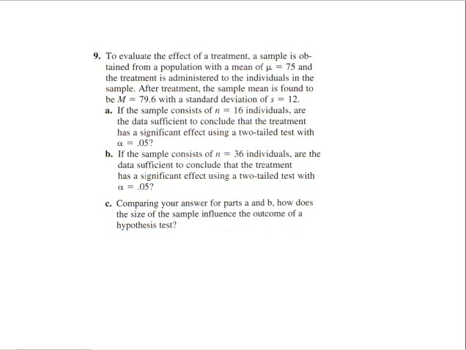it says to evaluate the effect of a treatment, a sample is obtained from a population with a mean of 75. And the treatment is administered to individuals in the sample. After treatment, the sample mean is found to be 79.6 with a standard deviation of 12. So for A, if the sample consists of n equals 16 individuals, are the data sufficient to conclude that the treatment has a significant effect using a two-tailed test with an alpha of 0.05?